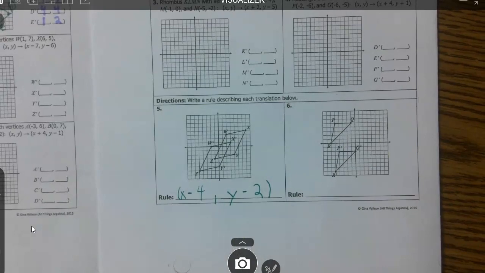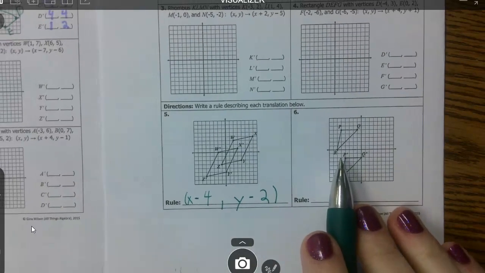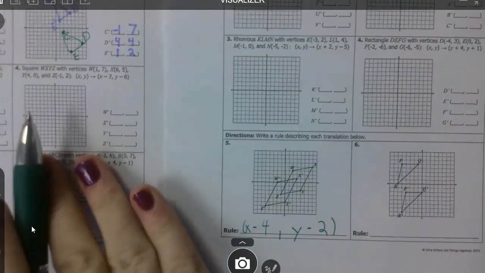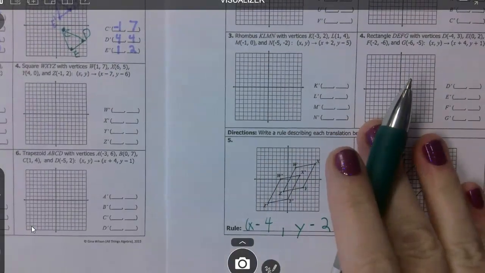All right, so your job is just to finish both of these pages, get them checked, and put them in your notes.